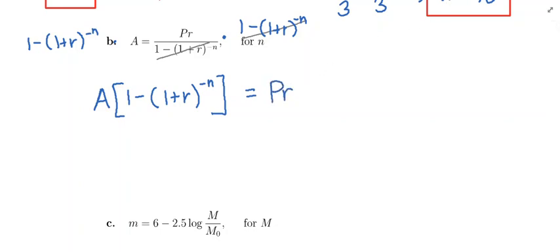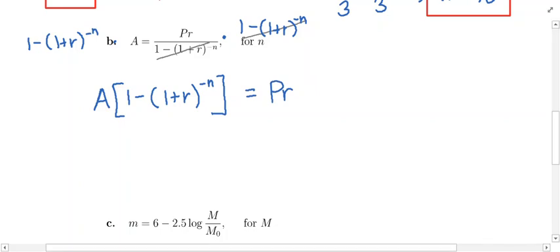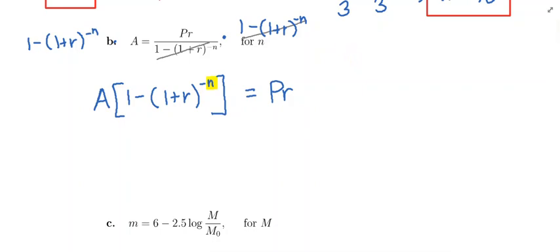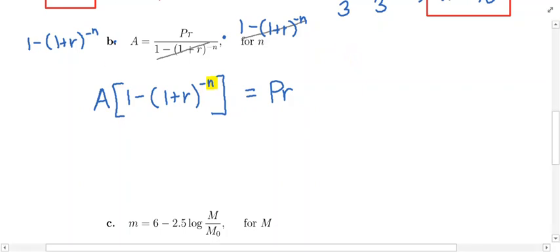So we continue on. The fraction's gone. We are solving for n. We need to get n by itself. This is the only instance of n, so we need to get it by itself. I am going to proceed by dividing both sides by A. A is multiplied by all this stuff in brackets, so I'm going to move the A over. So I'm going to divide both sides by A.